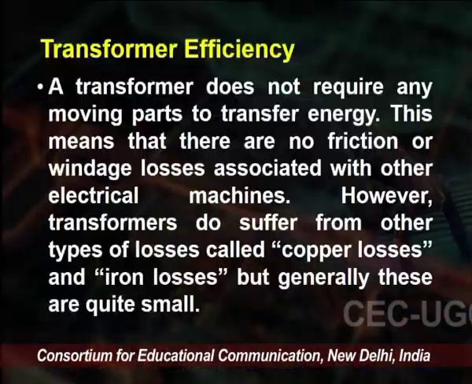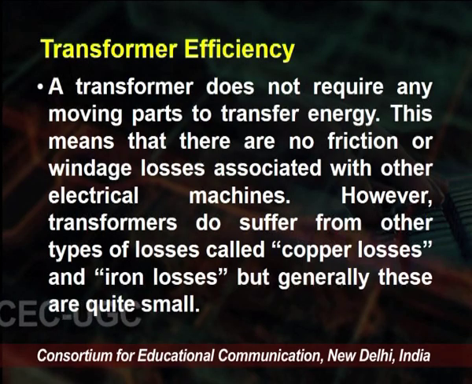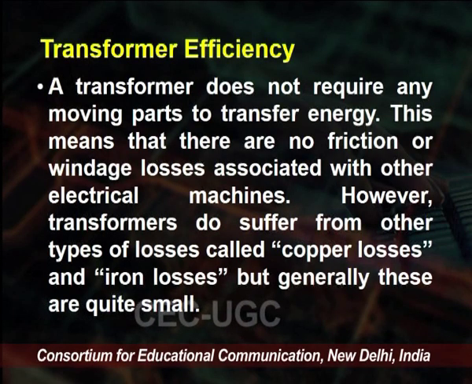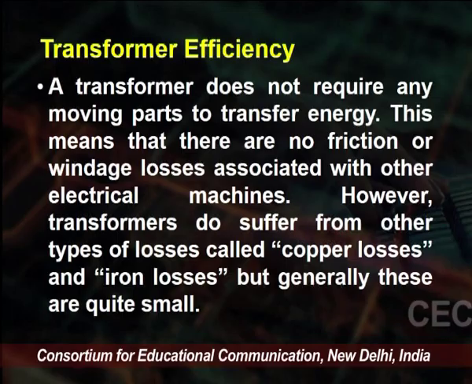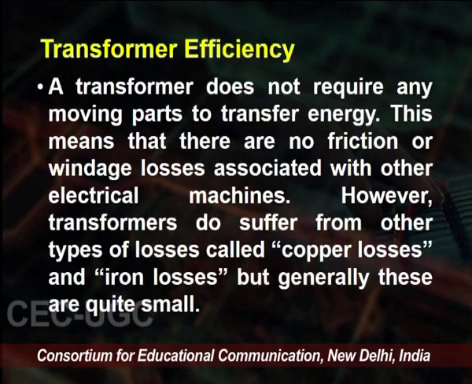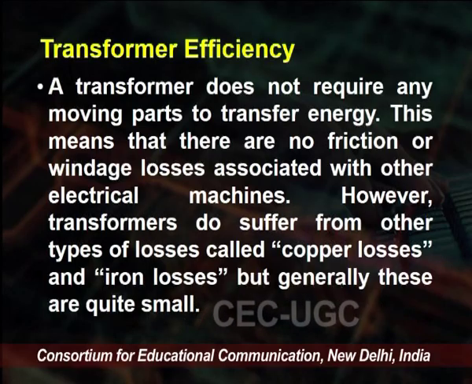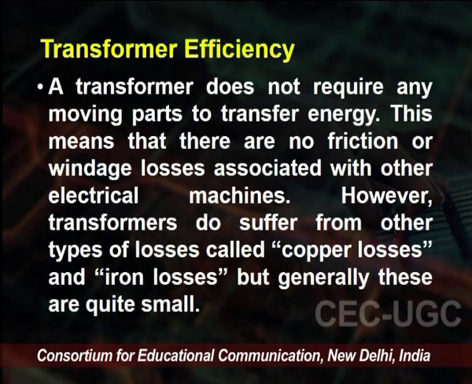Another parameter for the transformer basics is the transformer efficiency. A transformer does not require any moving parts to transfer energy. It has static parts. This means that there are no friction or windage losses associated with other electrical machines. However, transformers do suffer from other types of losses called copper losses and iron losses, but generally these are quite small.